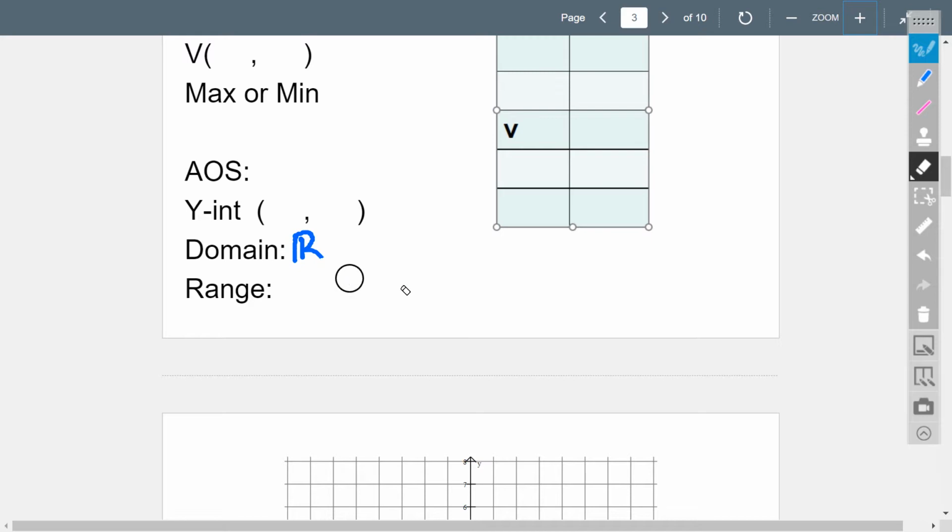Let's write this as an inequality. So the y-coordinates are everything larger than or equal to negative 4, which is the minimum. So it's everything above the minimum, which is the vertex.